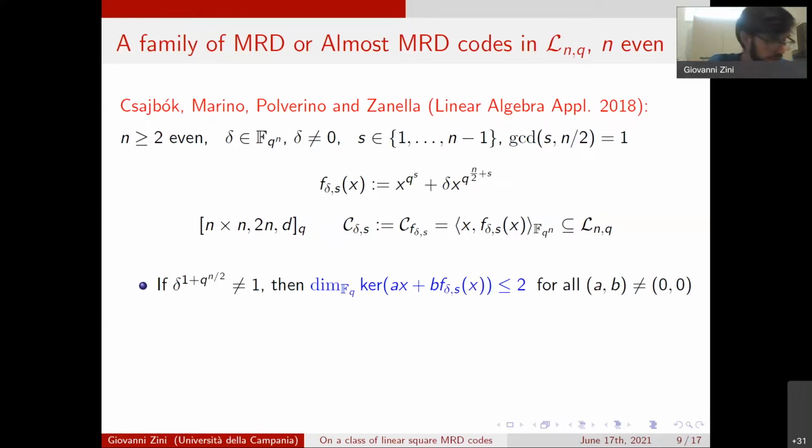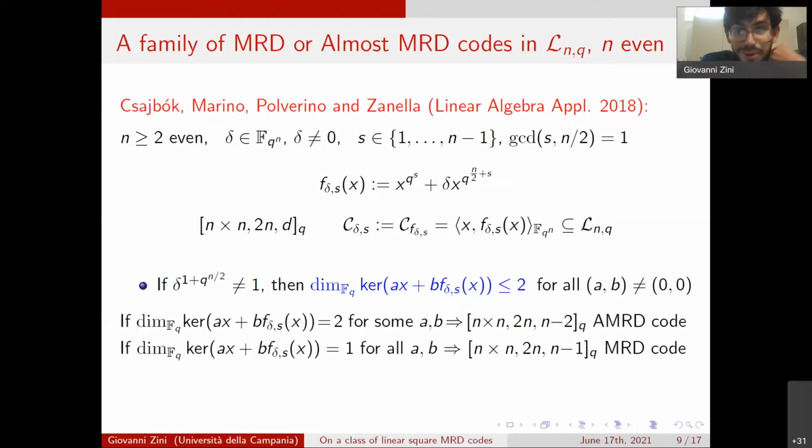Well, what is known from this very first paper is that when the norm over F_{q^{n/2}} is not 1, then the weight, the F_q dimension of the kernel of any non-zero code word is at most 2. So either these codes are almost MRD, or if the kernel has always F_q dimension at most 1, this code is MRD. So this boosts the interest in investigating the MRD property for this code.